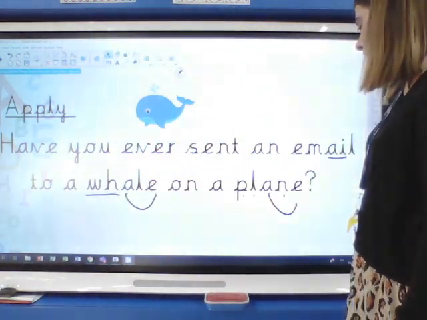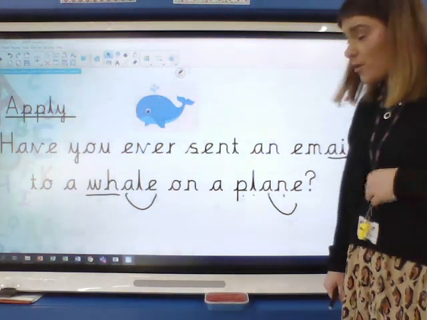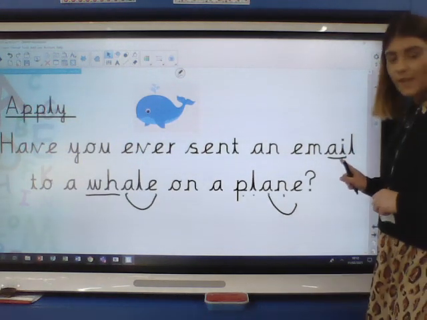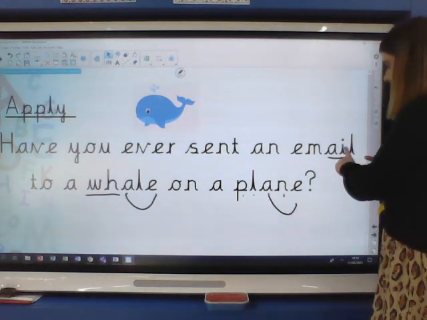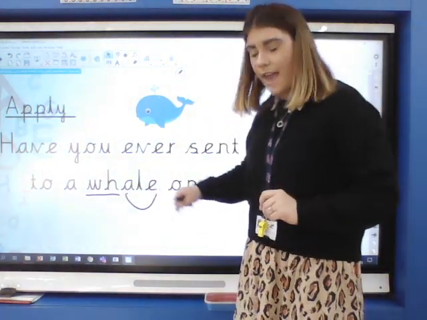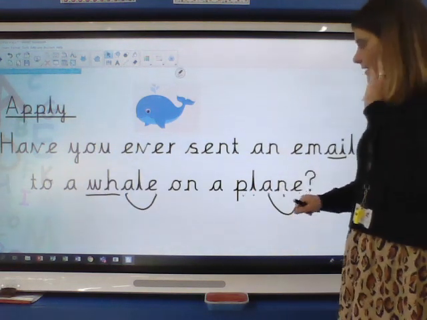I'm asking another question there, aren't I, Year 2? Now, I haven't got as many A words there. Can you spot the A words that I have included? So we had email, and that was our AI for rain, again in the middle of the word. Then we had whale, our split digraph A, and we had plane, another example of our split digraph A.